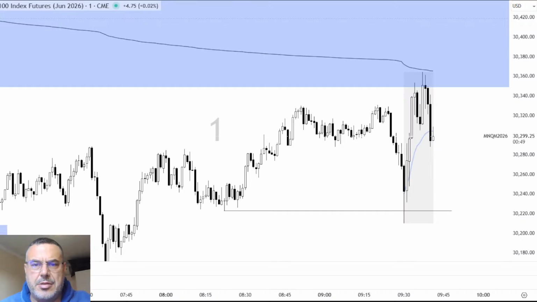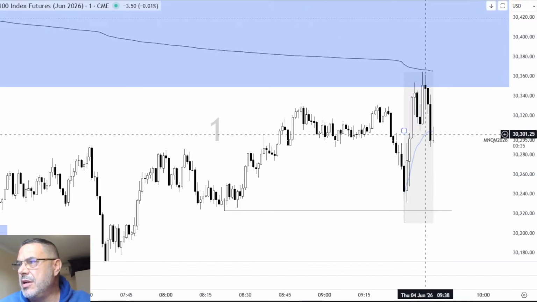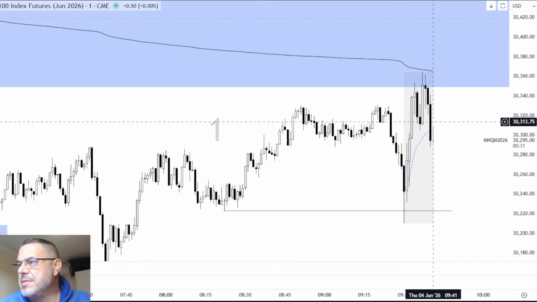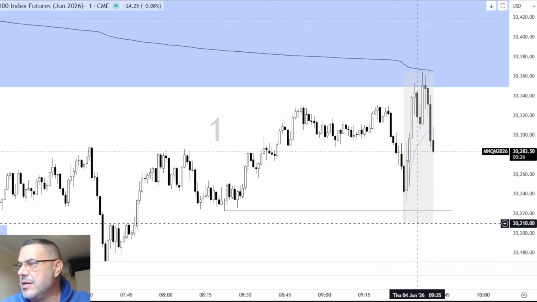So I'm just gonna sit tight here for now. I mean, what price is doing here now, it's closing below the VWAP, the anchored VWAP. So there's a very, very good chance price would go to this low here.